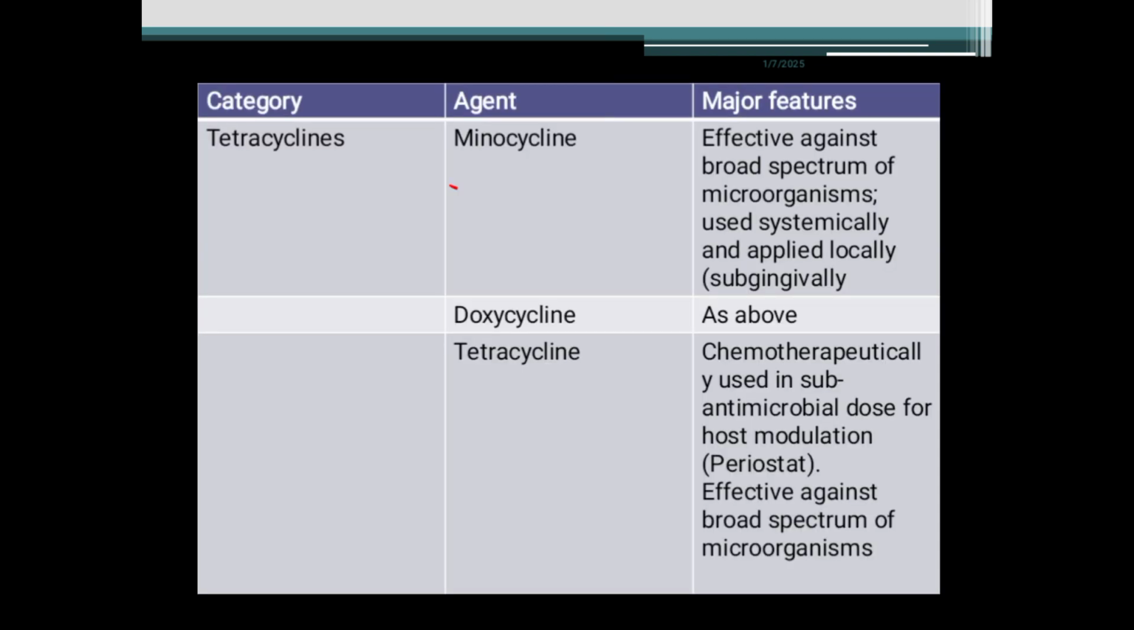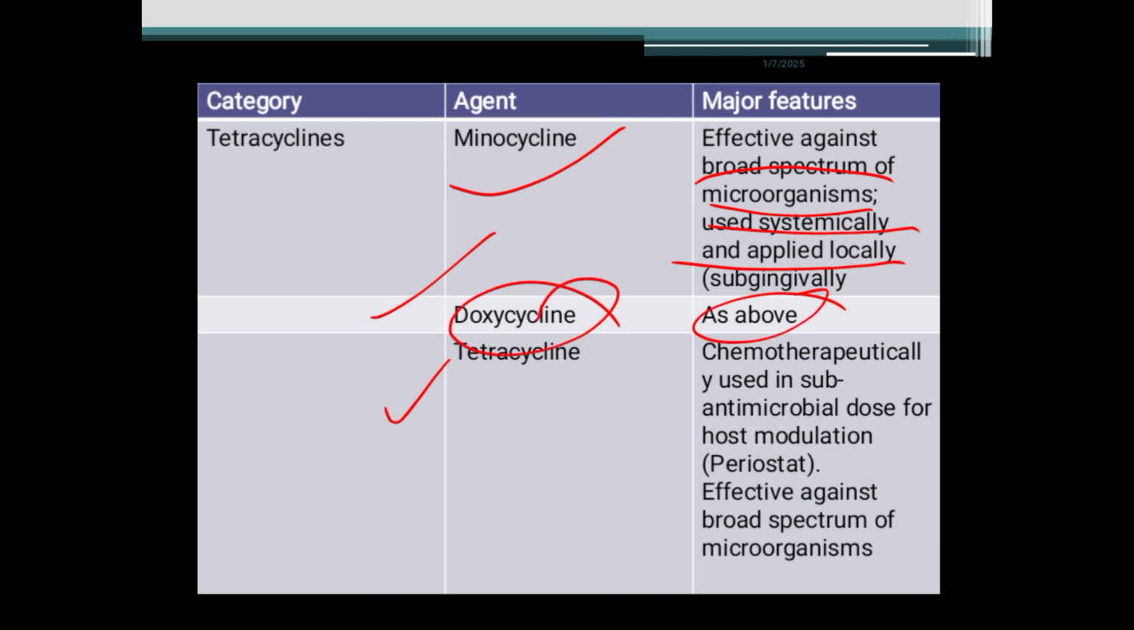Tetracyclines: you use minocycline, doxycycline, and tetracycline. Minocycline has a very broad spectrum, so it can be used systemically as well as locally. Doxycycline is the same, and tetracycline, you know, is basically used at a sub-antimicrobial dose for host modulation. It is effective and also has a broad spectrum.